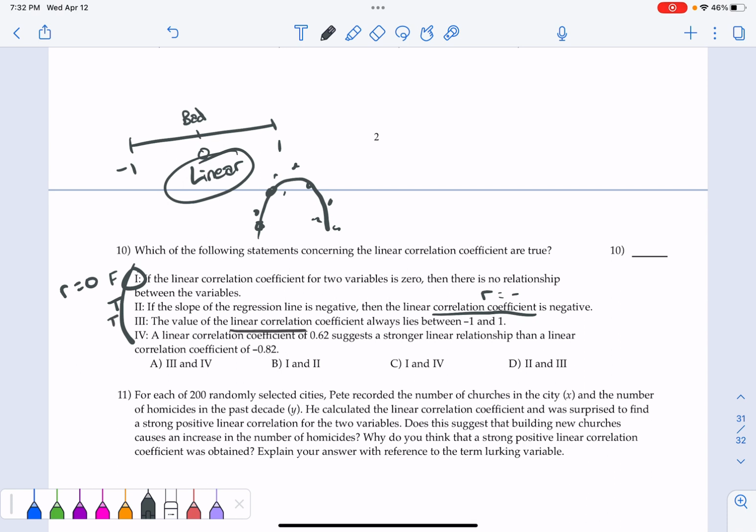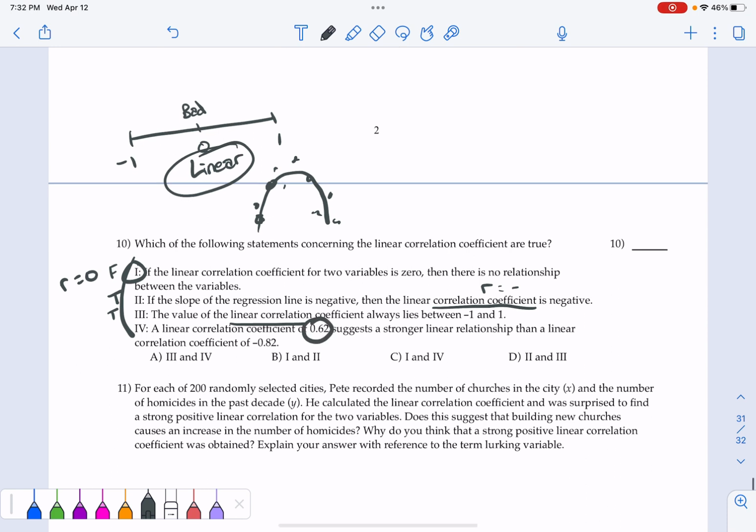That's true. And number 4, a linear correlation coefficient of 0.62 has a stronger linear relationship than that of -0.82. Okay, so 0.62 is going to be on this chart right here, and -0.82 is going to be over here. Now, just because 0.62 is positive doesn't necessarily mean it's better than a negative number. The closer it is to these 2 points means the stronger the relationship. The negative just means that it's going downhill, okay? So it's not necessarily true that this one is better, and in fact it's not, because -0.82 is closer to -1. So -0.82 is actually better than 0.62, even though it's negative.